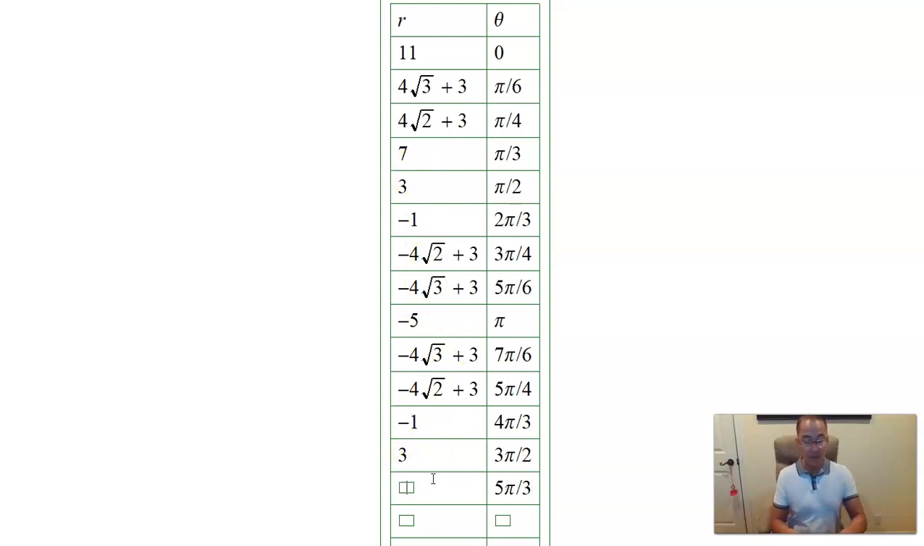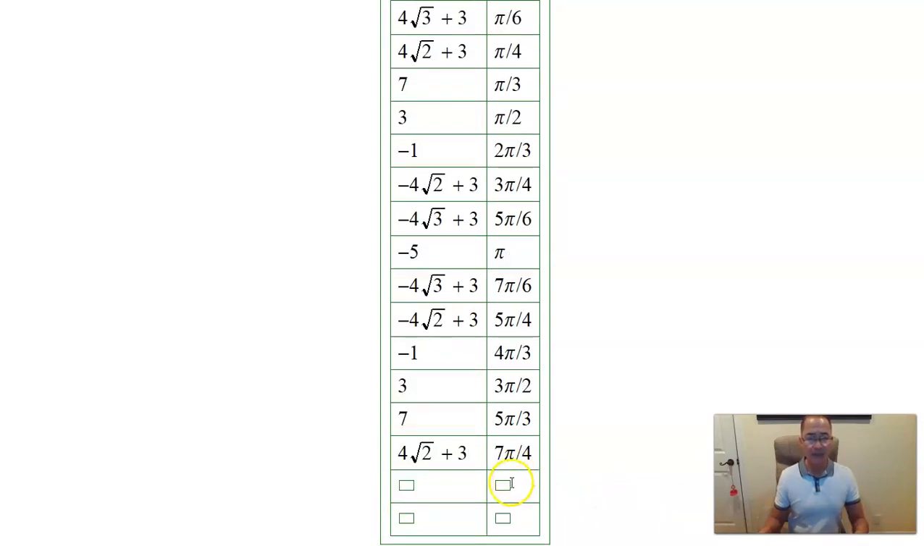Again, these values are repeating. After 5 pi over 3, we will get, what is that? 7 pi over 4. 7 pi over 4, the cosine is rad 2 over 2 times 8 is 4 rad 2, add 3. So we will get that number. And should we say finally? Oh, no, not yet. We have 11 pi over 6.